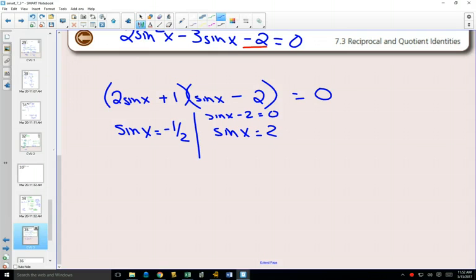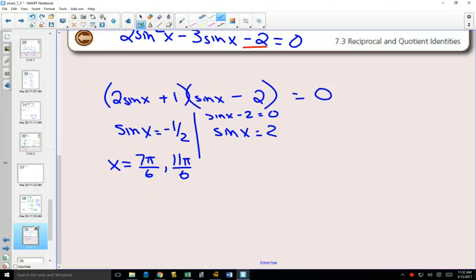So, is a half on our pie plate? Yes. What family? Pi over 6 family. What quadrants are we going to put our pi over 6 family here for? Quadrant 3, so that'll be 7 pi over 6, and quadrant 4, that will be 11 pi over 6.